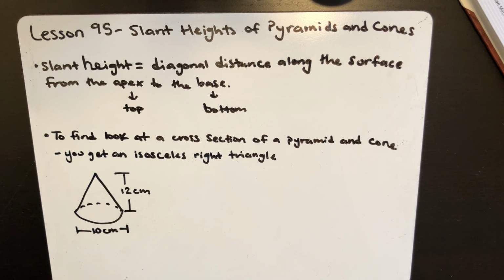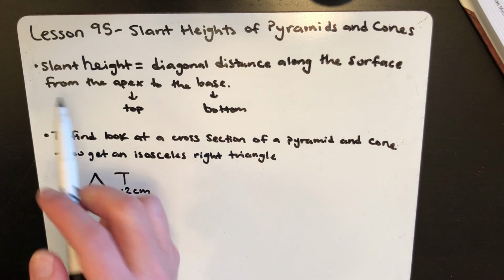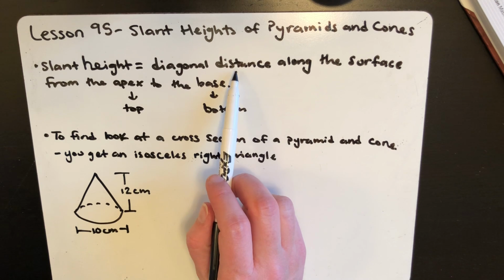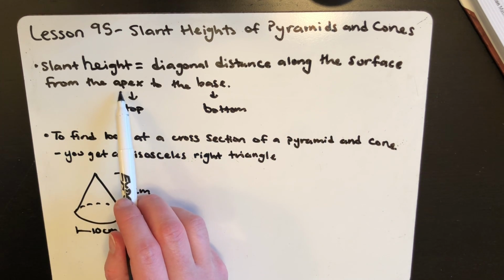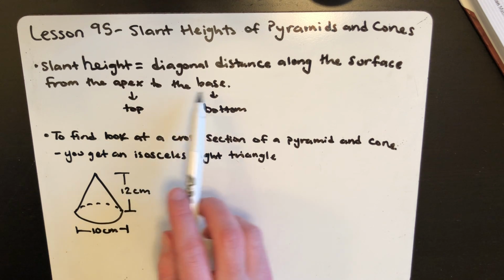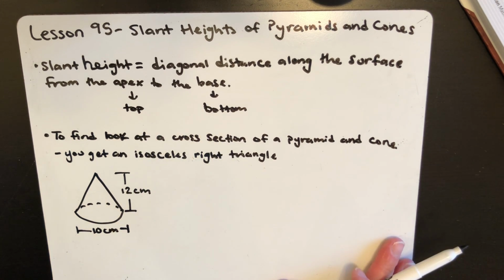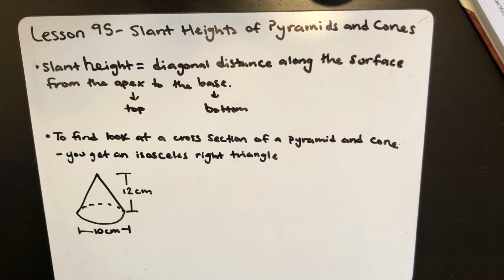Here is lesson 95. It is called Slant Heights of Pyramids and Cones. The definition of slant height is the diagonal distance along the surface from the apex, which is just a funny name for top, to the base, which means bottom of a shape. So we're talking about pyramids and cones today.